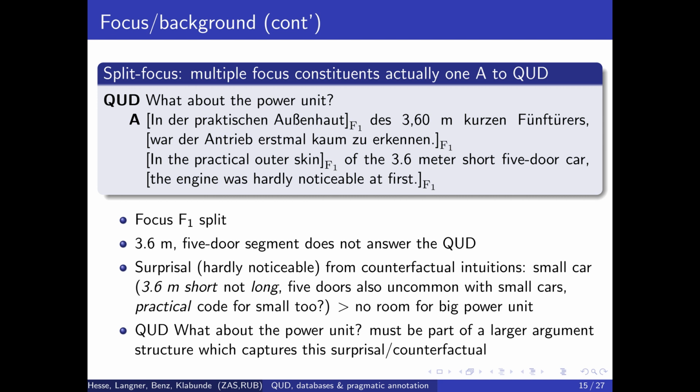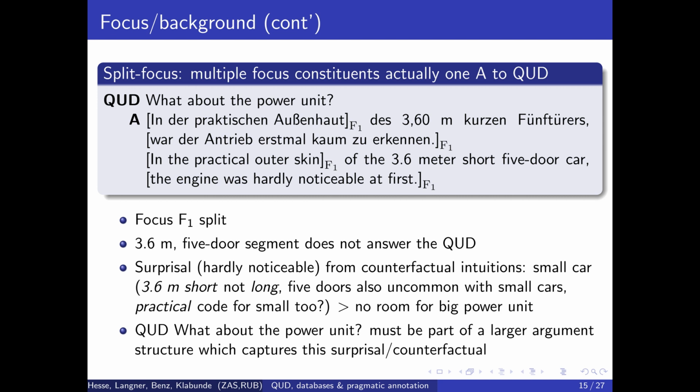And there are different signals. Instead of saying 3.6 meters long, it says 3.6 meters short. A little wordplay here, and also explicitly stating that it has 5 doors because small cars usually only have 3 doors, emphasizing the point that there's not much room for the engine anyway. So there are multiple layers emphasizing how small the car is, and you need to decode those in order to understand the argument why this is hardly noticeable and why it being hardly noticeable is a surprising fact.